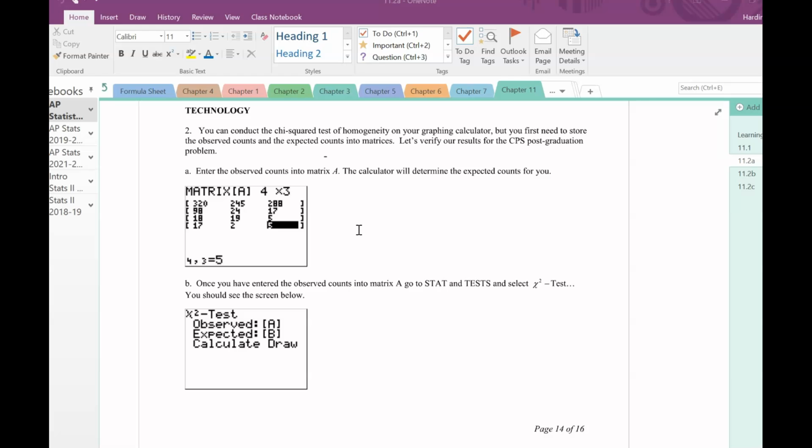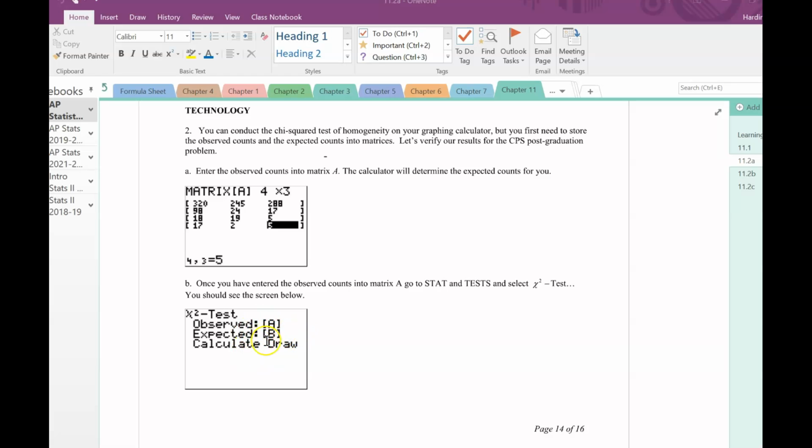Once you have those observed counts, the next place that you're going to go is to Stat Test, and you're going to scroll down to C and select the chi-squared test. In this screen right here, it will default to A and B, but the great thing about this is you don't have to figure out the expected counts. You're just telling the calculator to figure them out and to put them in matrix B.